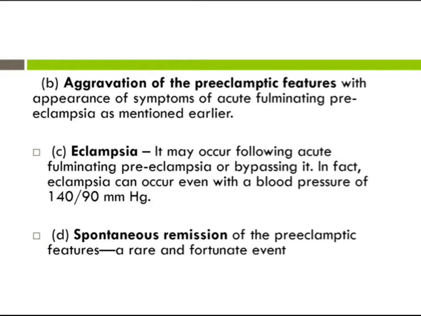Then eclampsia. It may occur following acute fulminating preeclampsia or bypassing it. In fact, eclampsia can occur even with a blood pressure of 140/90 mm of mercury. The spontaneous remission of the preeclamptic features is a rare and fortunate event.